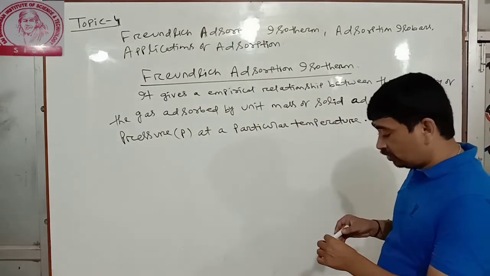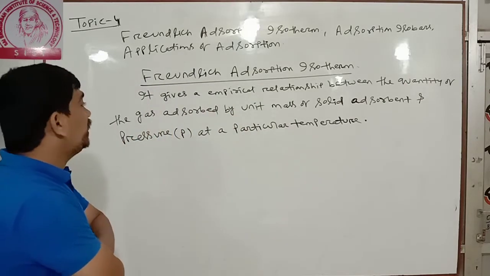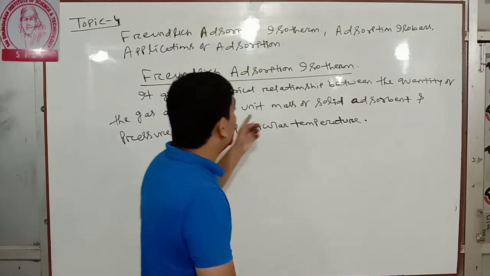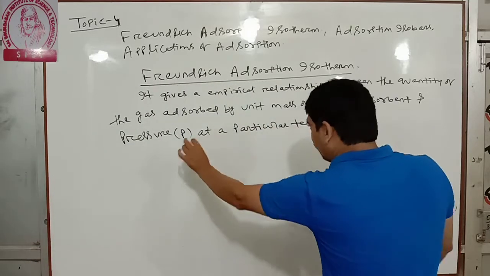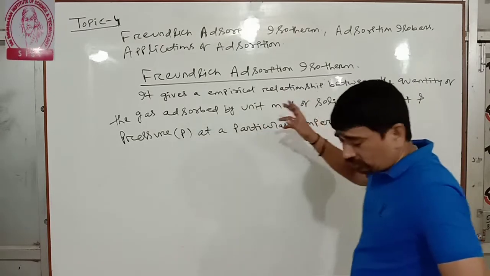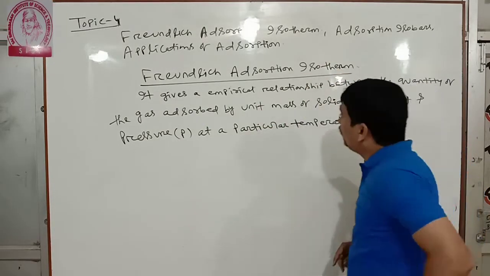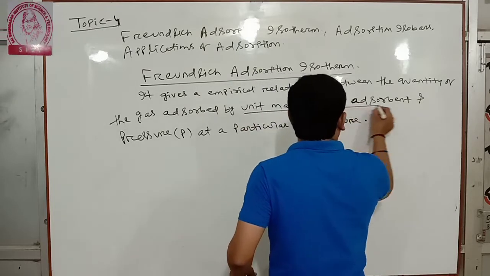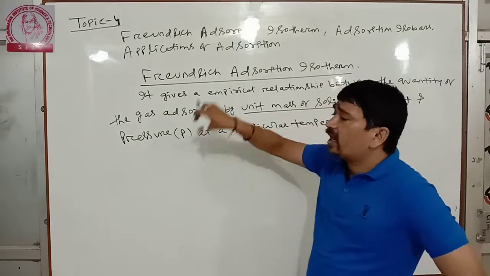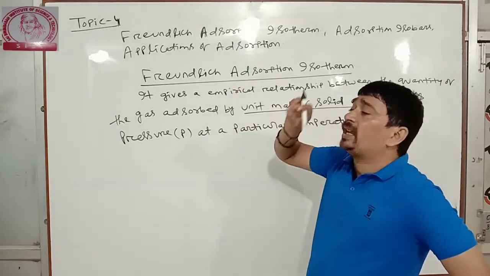So what is Freundlich adsorption isotherm? It gives an empirical relationship between the quantity of the gas adsorbed by unit mass of solid adsorbent and pressure P at a particular temperature. Simply, it gives the relationship of how much quantity of the gas is adsorbed by one unit mass of solid adsorbent.